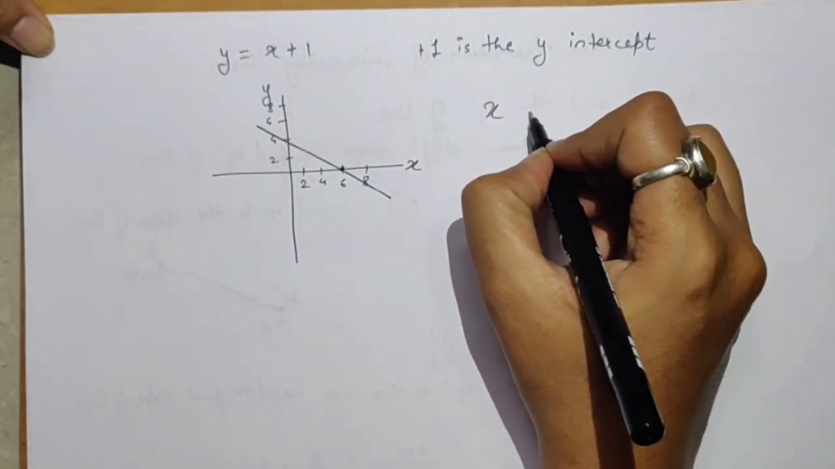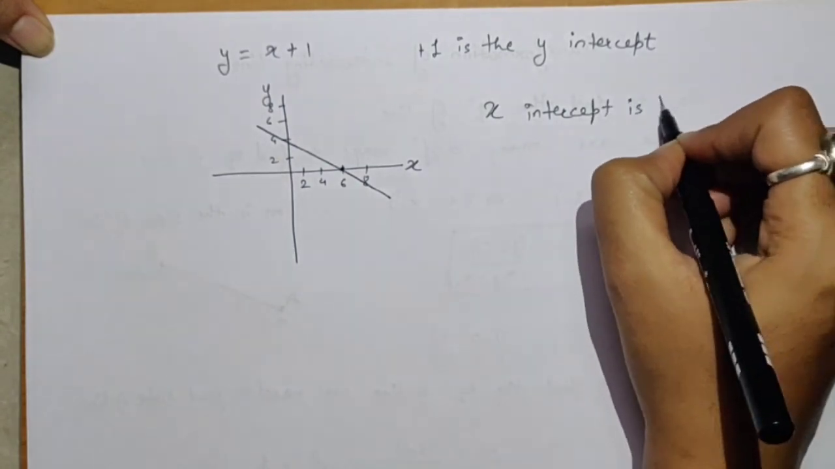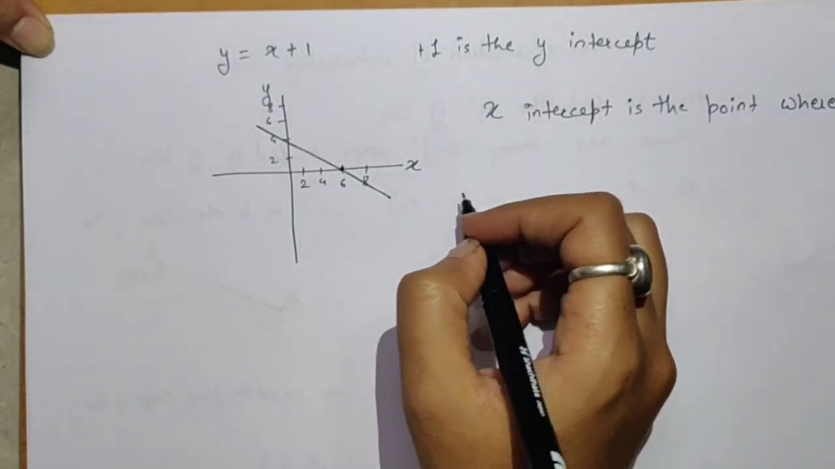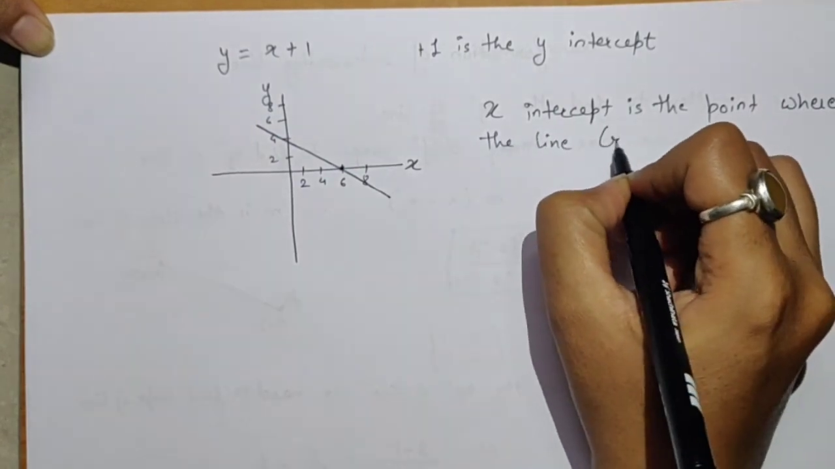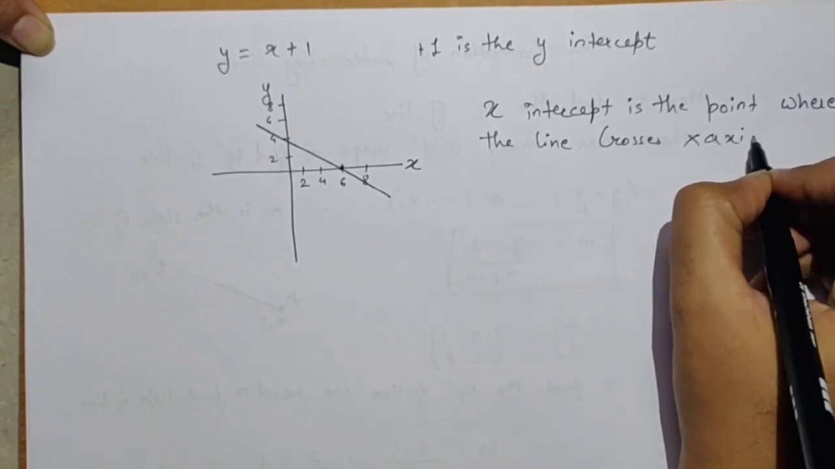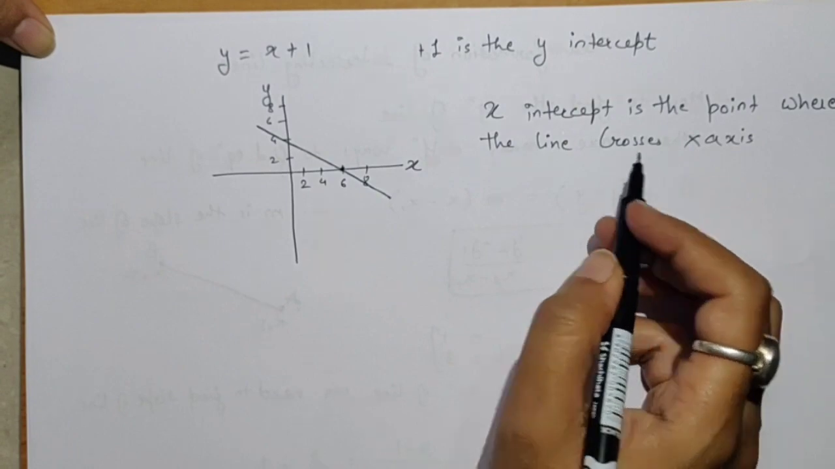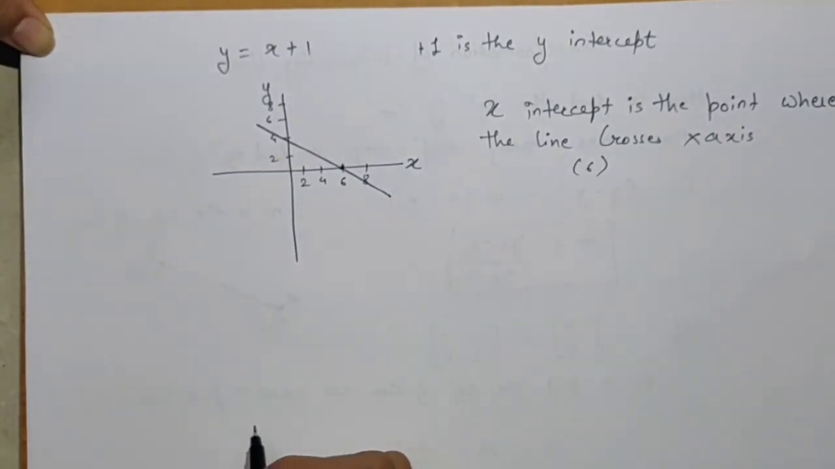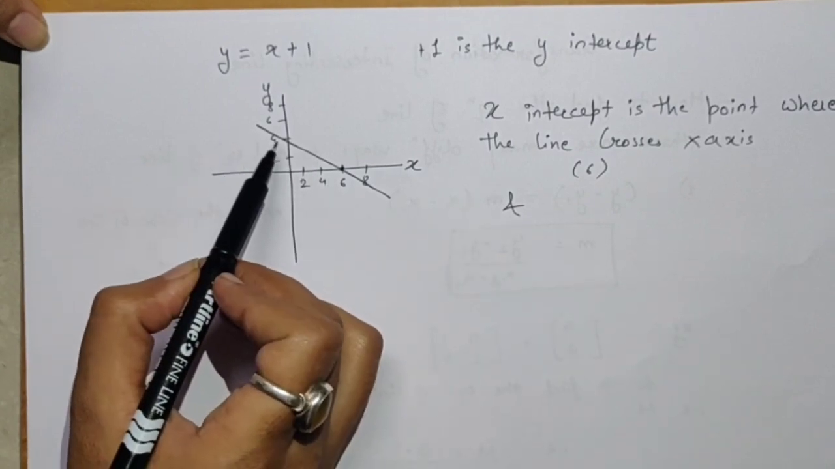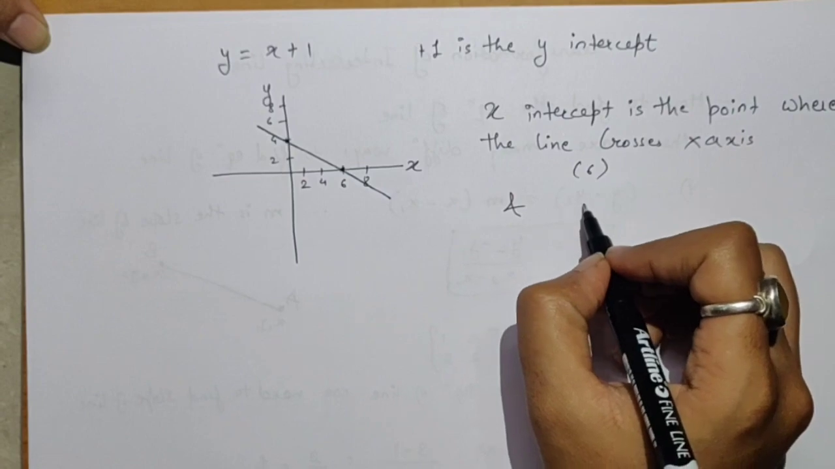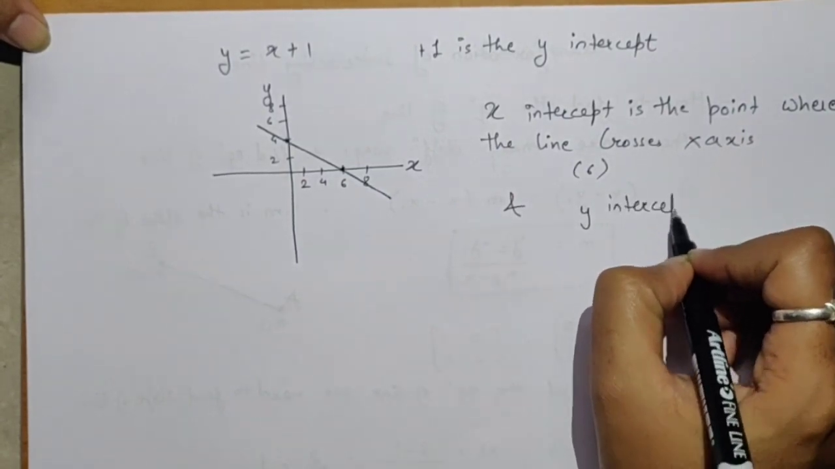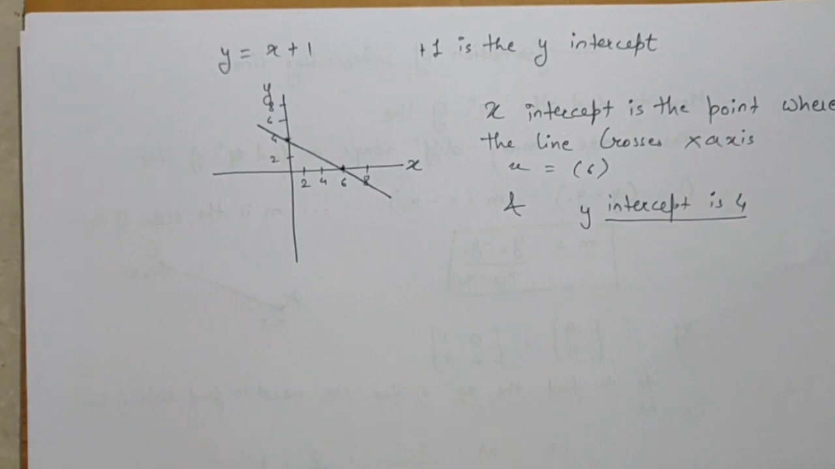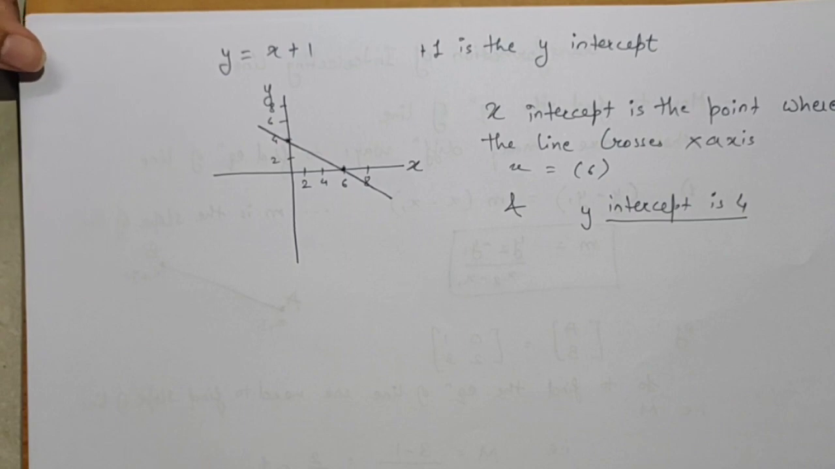Let me show you. The x intercept is the point where the line crosses the x-axis. Here in this case, the x-intercept will be 6. Similarly, the y-intercept is the point where the line crosses the y axis. In this case, the y intercept is 4. So we have got x intercept as 6 and y intercept as 4. So there are many ways to find the equation of lines.